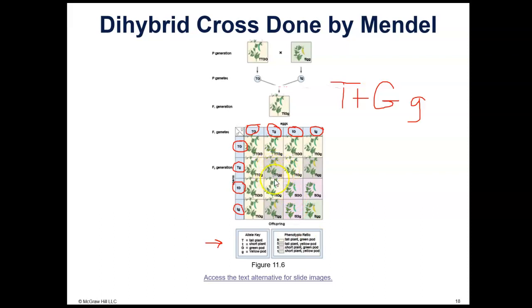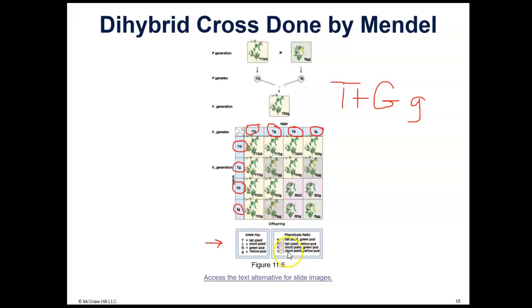Big T, little g would give you a tall plant with a yellow pod. And here you have big T, which is going to give you a tall plant, 2 little g's, yellow pod. And then this last one, big T, 2 little g's.